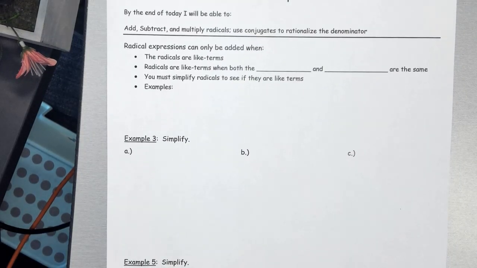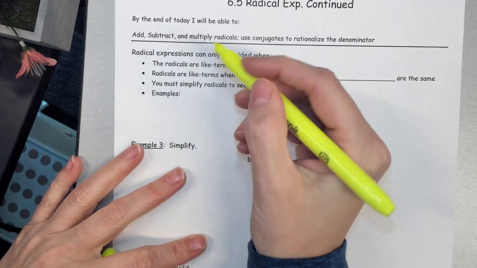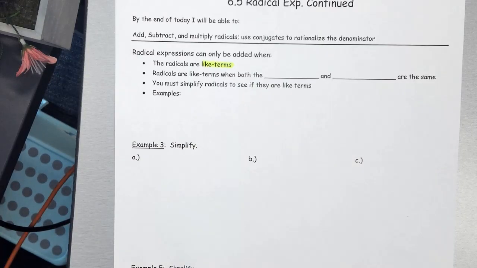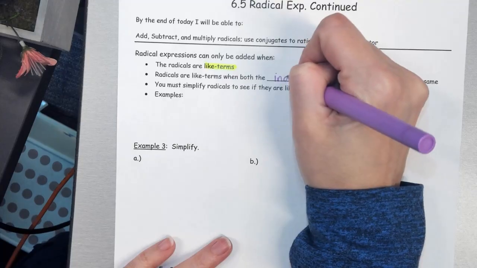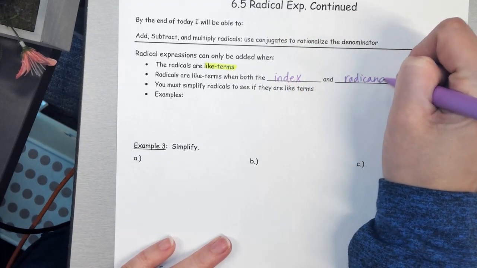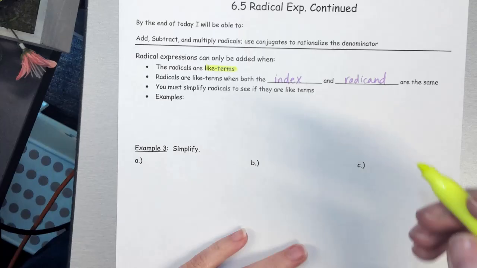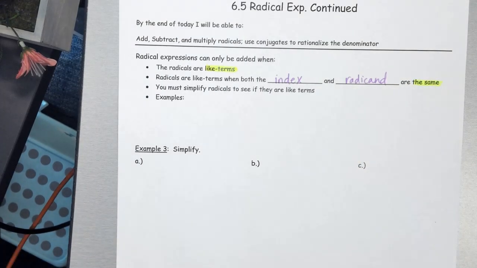So radical expressions can only be added when the radicals are like terms. Okay, they are like terms when both the index and the radicand are the same. Okay, so they have to be the same. The index number and the radicand.